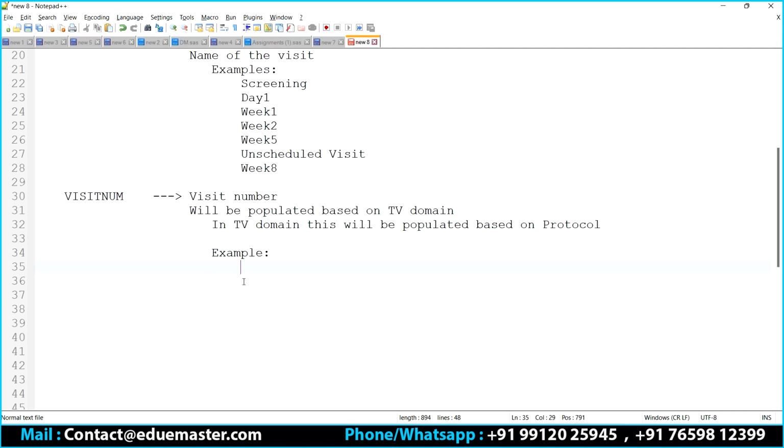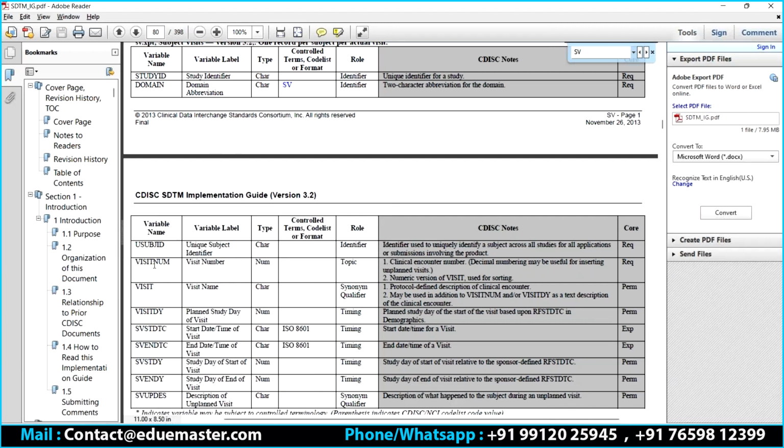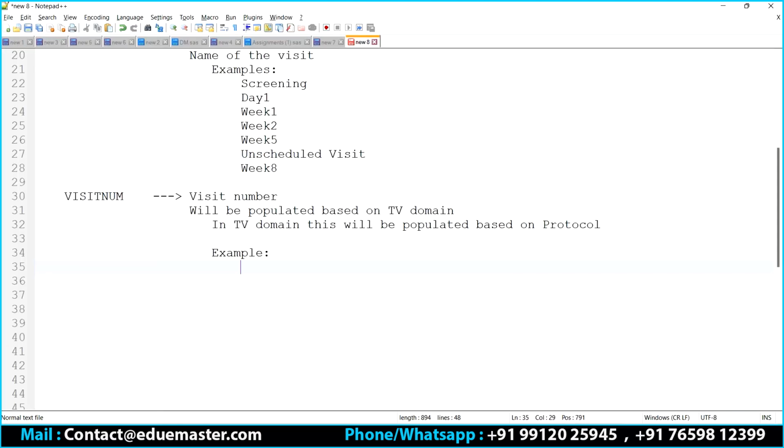Remember, your visit number is nothing but a numeric variable. You can see here: visit number, clinical encounter number. Decimal numbering may be useful for inserting unplanned visits. Numeric version of visit used for sorting. For example, let's say initially we are going with the screening. This is your visit, right? This is the name of the visit, right? So based on the visit, we are going to give the number.